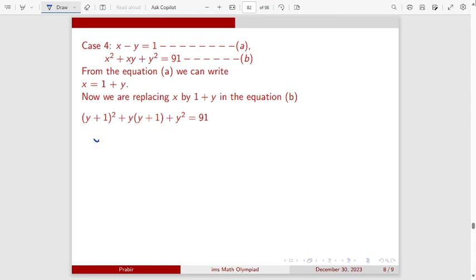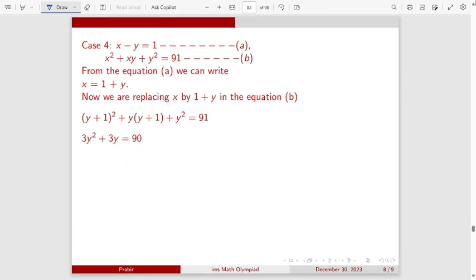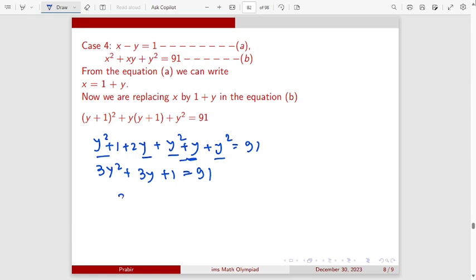Then what we have? We have the equation y plus 1 whole square plus y times y plus 1 plus y square equal to 91. If we simplify this, y square plus 1 plus 2y plus y times y plus y square is equal to 91. So we get 3y square plus 3y plus 1 is equal to 91. This is very easy. So we can write 3y square plus 3y is equal to 91 minus 1, because this one is here with a positive sign, switching the side it will become negative, so that becomes 90.